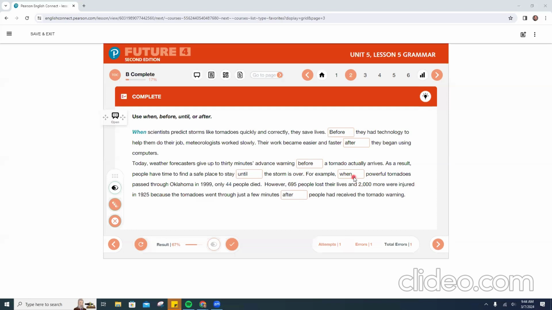Next one, when. For example, when powerful tornadoes passed through Oklahoma in 1999. And the last one is after. In 1925, because the tornadoes went through in just a few minutes after people had actually received the tornado warning. So they got the warning, and then after the warning, a few minutes later, that's when the tornado hit. Okay. Check your answers again, please.